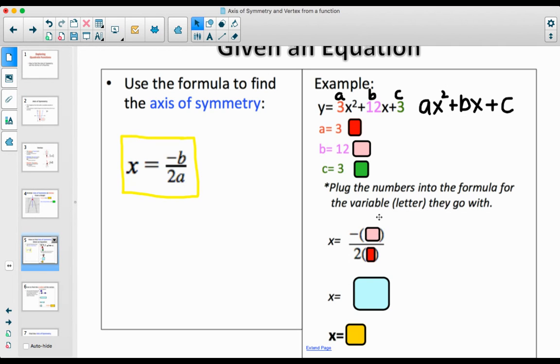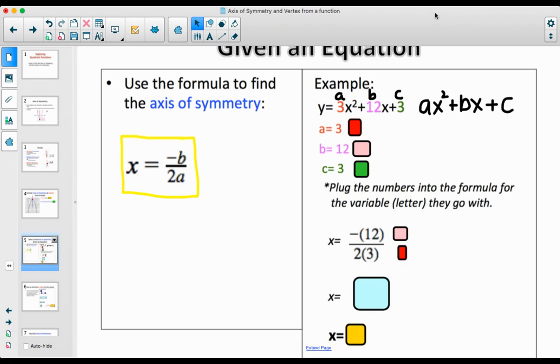Negative b. Look up top. What is our b? Our b is 12 in pink. So this is where the 12 goes, negative 12. So it's negative 12 over, or divided by 2a. What's going to go here in this red box? This is where your a value goes. Our a is 3.